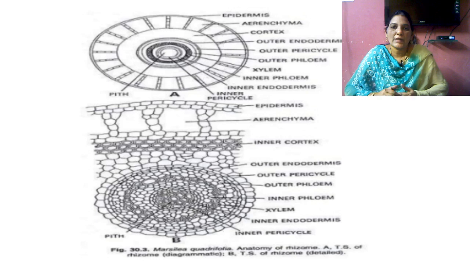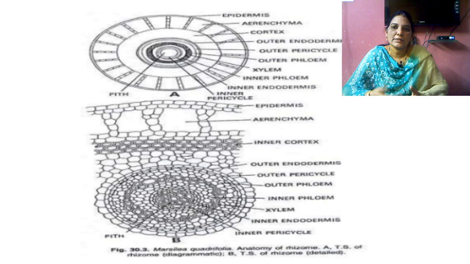So the phloem is present on both sides of the xylem. So the xylem is covered by the outer phloem and inner phloem, by the outer pericycle and inner pericycle, and by the outer endodermis and inner endodermis. So this type of stele is called amphiphloic stephanostele.